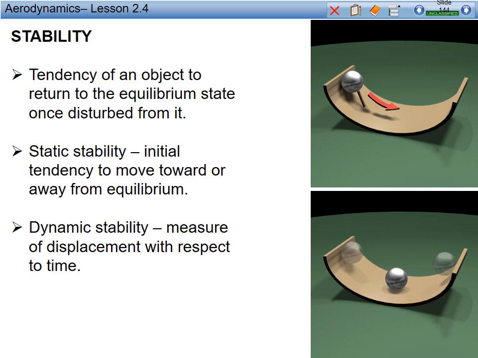Stability. Stability is the tendency of an object to return to equilibrium state once disturbed from it. Static stability is the initial tendency to move toward or away from equilibrium. Dynamic stability measures the displacement with respect to time.